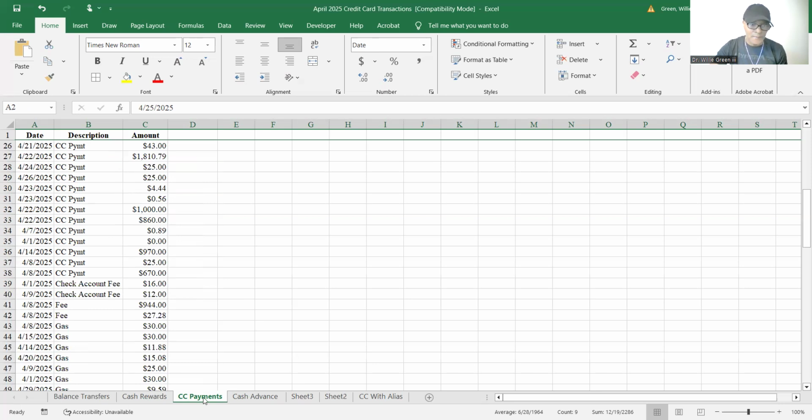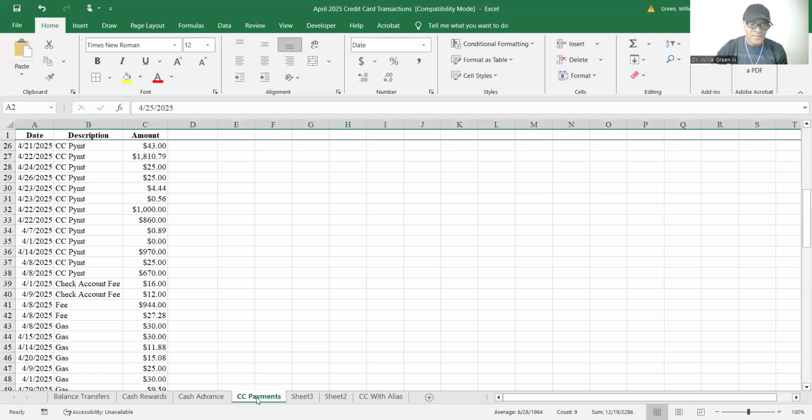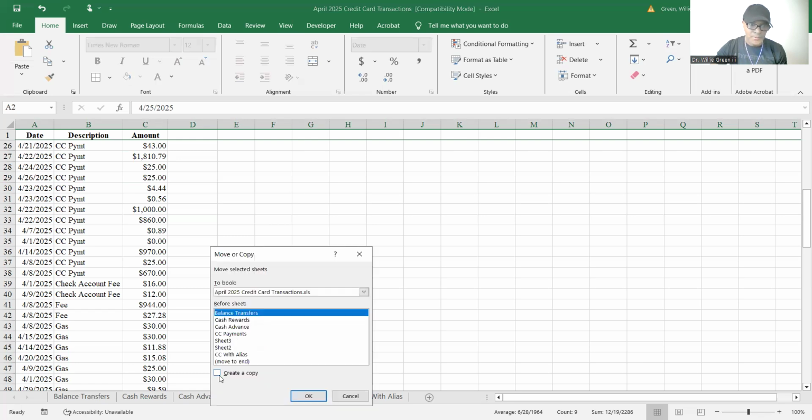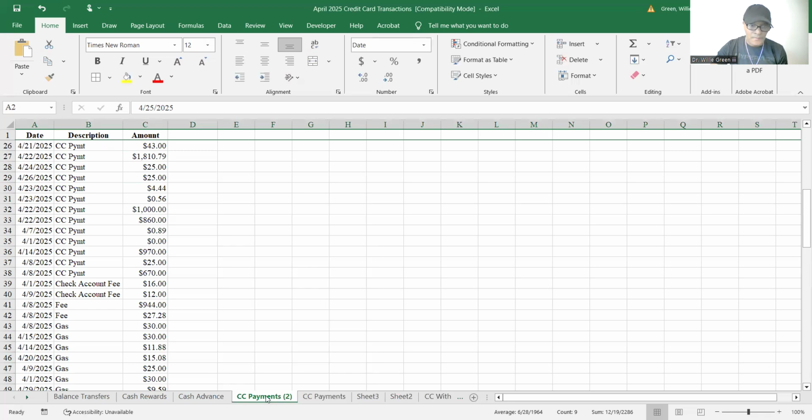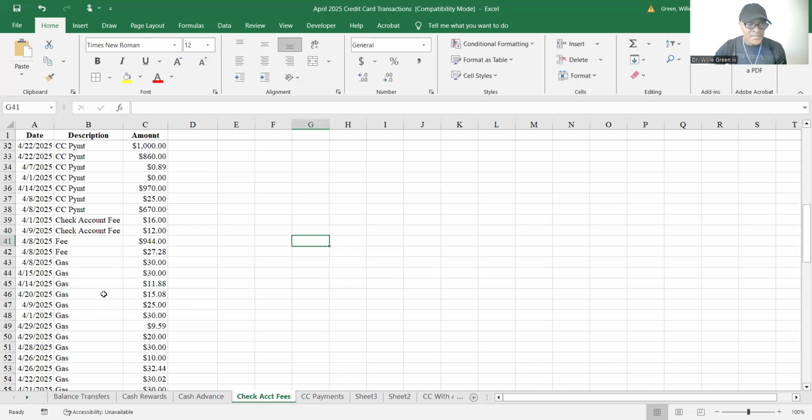So I'm gonna go ahead and make a copy of the credit card payments, put it to the rear. Credit card payments, you see it here as 2. I'm gonna go ahead and rename it check account fees. Okay. The next area will be just general fees in general.